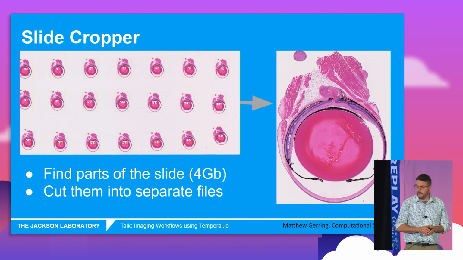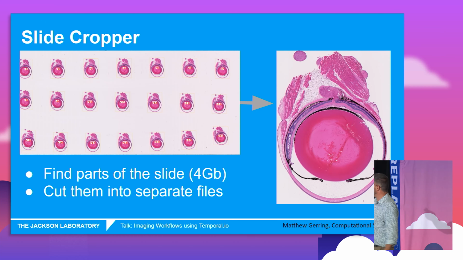So the first worker I wanted to show you is called Slide Cropper. I don't know if you can see the yellow boxes around each slice. Can you see the yellow boxes?